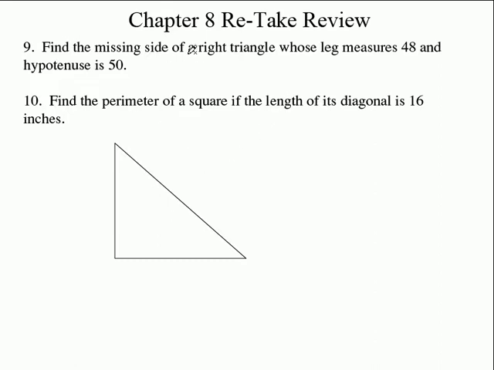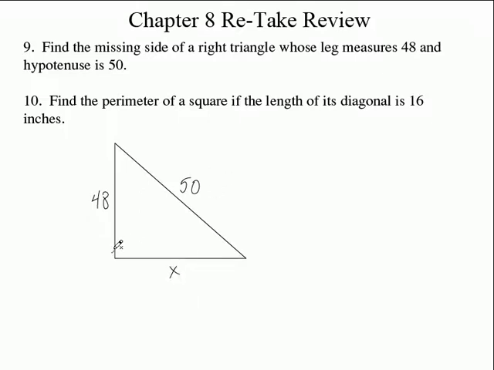Okay, number 9 says, find the missing side of a right triangle whose leg measures 48 and the hypotenuse is 50. So here's my right triangle. So that's 48. It doesn't have to be drawn to scale, does it? Whose leg is 48. It's obviously not drawn to scale. And we're trying to find the missing side. So we'll call it x, whatever you want to call it.